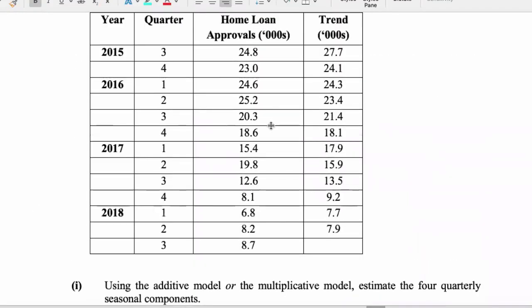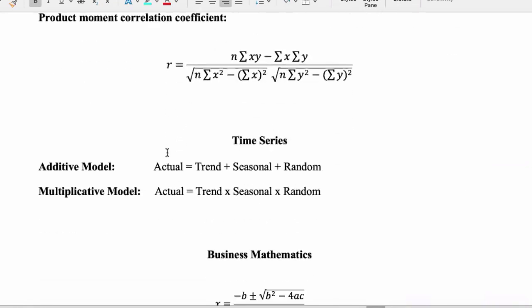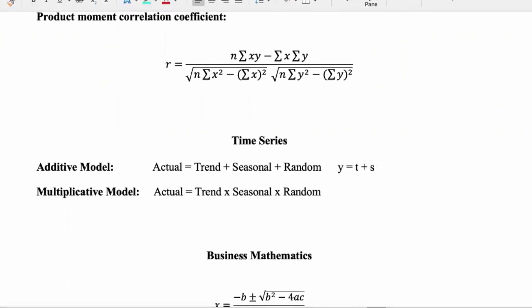So there's our exam paper. I'm just going to show you the formula that's given in the exam in the formula sheet. For the time series, the additive is: the actual equals the trend plus seasonal plus random. That can also be written as Y equals T plus S. And if we want to put in the random, we put in R, but we don't worry about that.